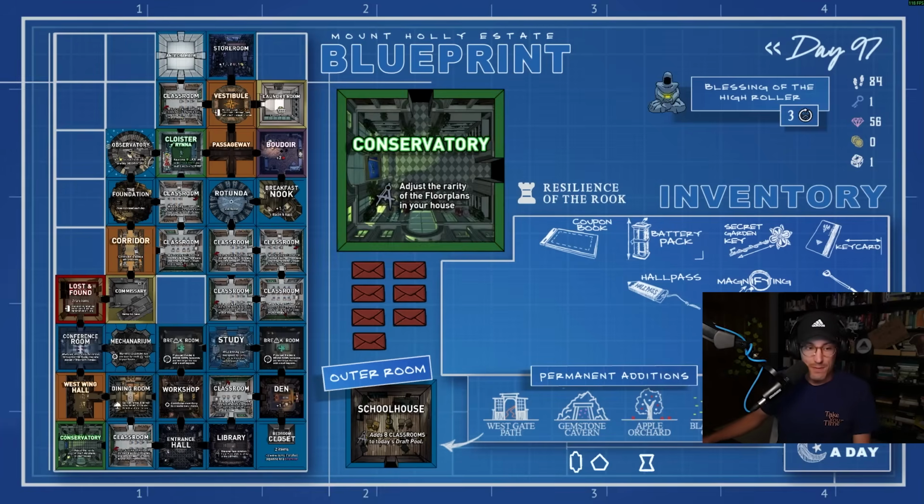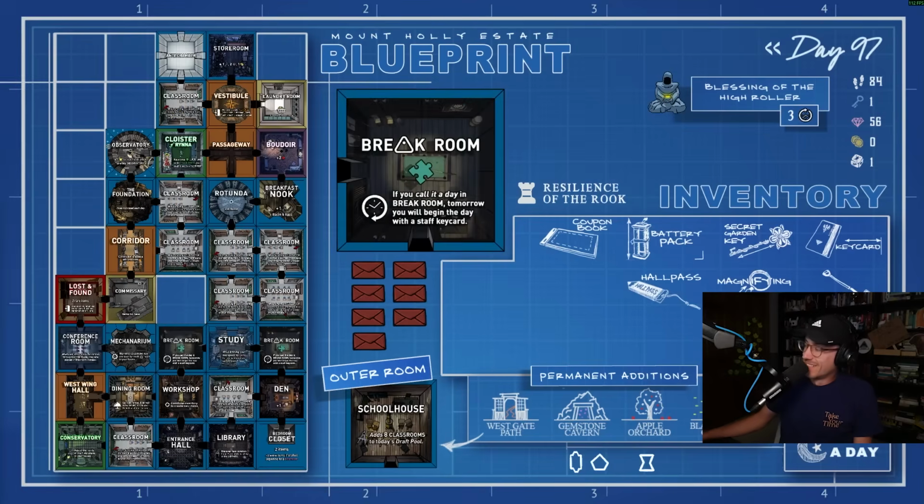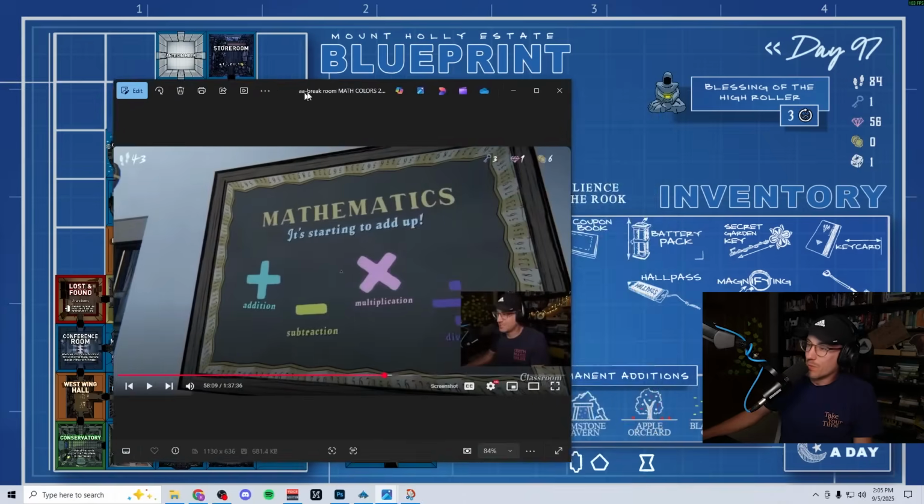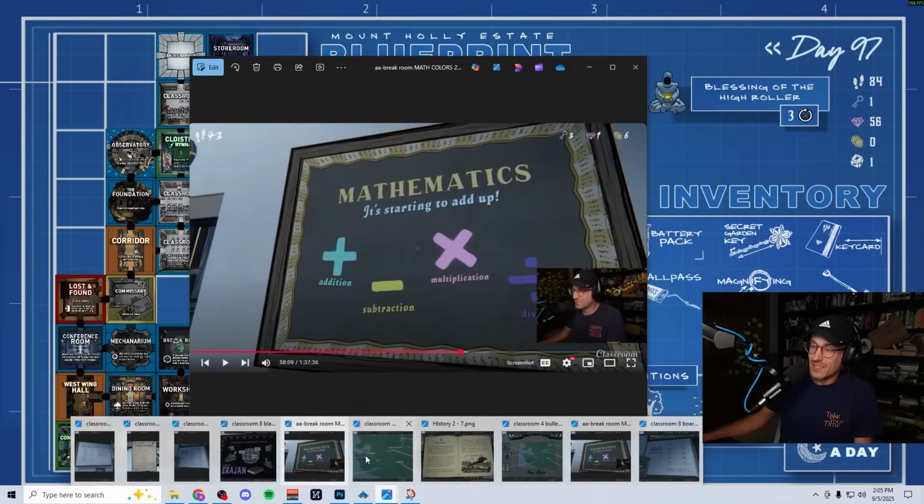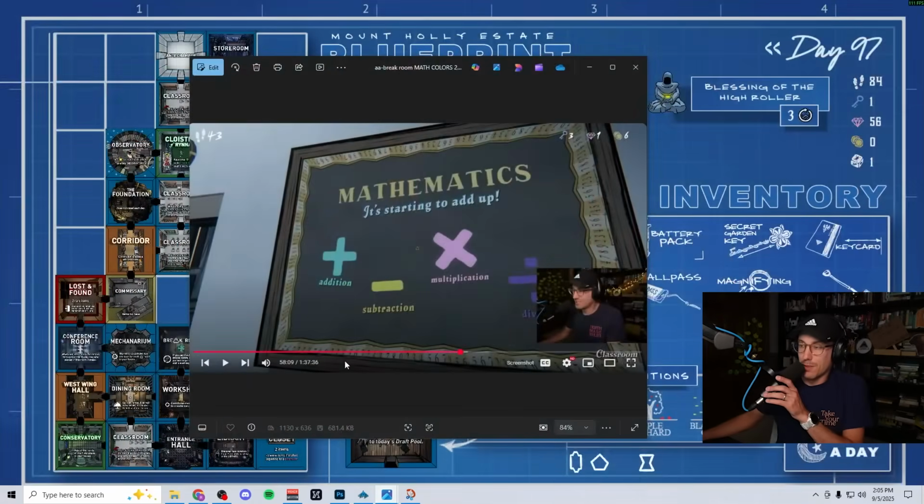Oh my god, I have a million things open on my computer. I have so many images open on my computer that I was scrolling through to help me get through.